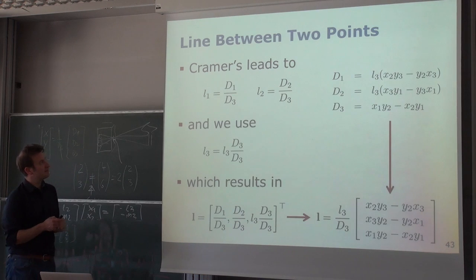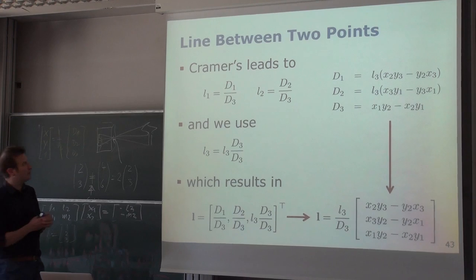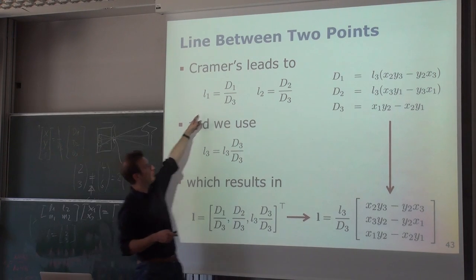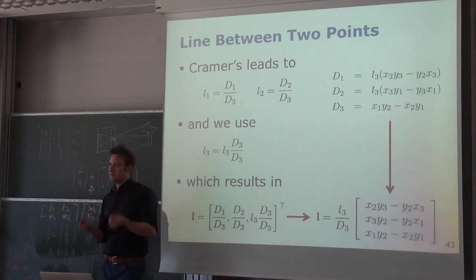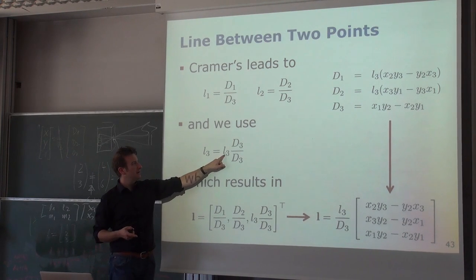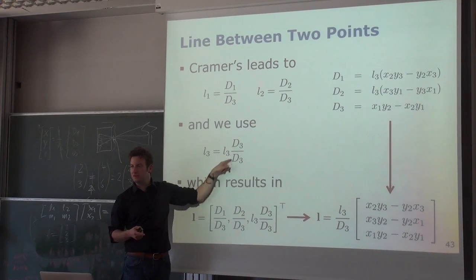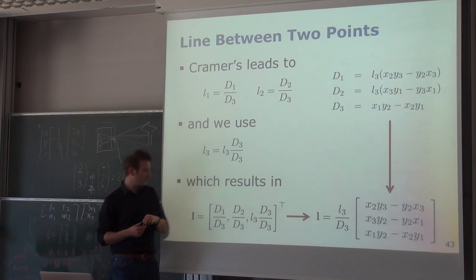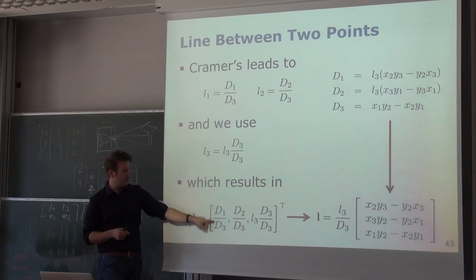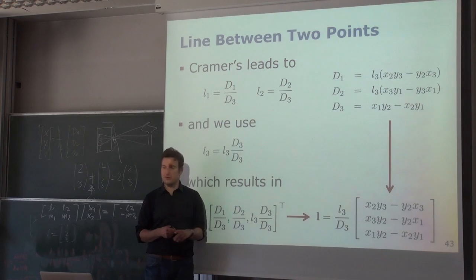But that's not bad. That doesn't hurt us at all. We can do basically exactly the same trick as we did before. We say, okay, we have L1 and L2. So we add in a third dimension L3, which is L3 times 1, which is D3 divided by D3. So I set up my vector L, saying D1 divided by D3, D2 divided by D3, and L3, D3 divided by D3.